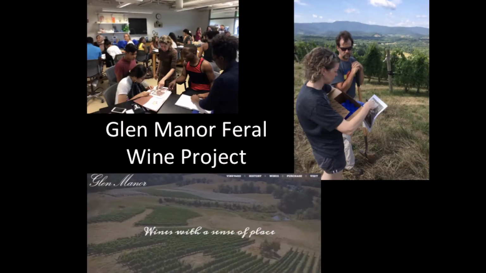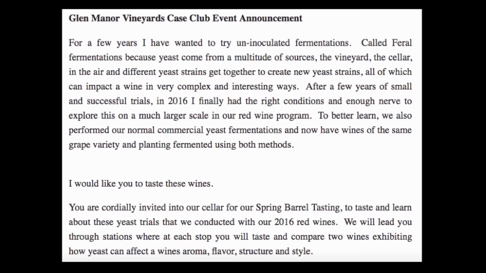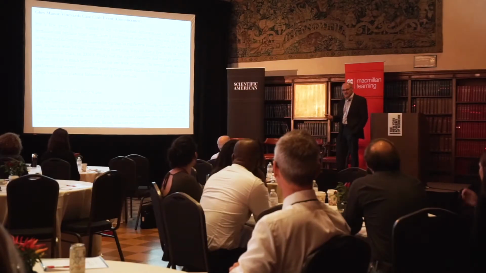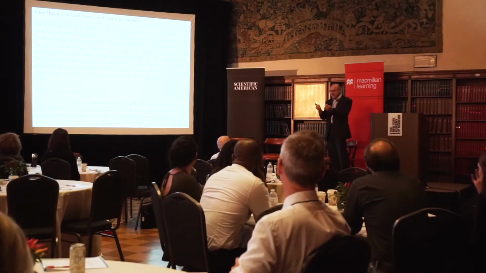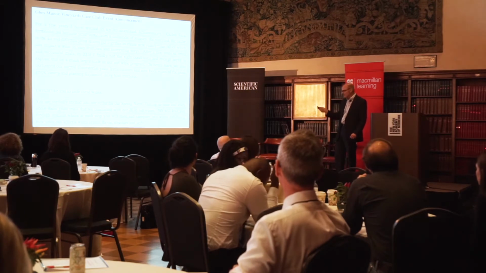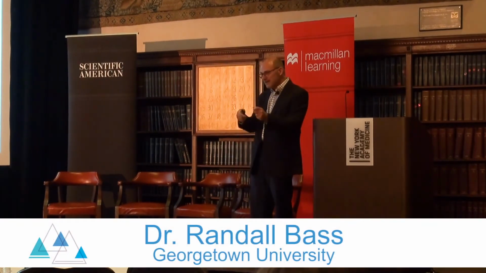And it has to do with my wife and my favorite winery in the state of Virginia called Glen Manor. That this story takes place at our favorite winery is not a coincidence. So we got an invitation as Case Club members to come to a barrel tasting. He said he'd been experimenting with what he calls feral yeast, letting the yeasts of the winery, instead of using commercial yeast, flavor the wine. And he said he's been experimenting for years and he wants his Case Club members to come out and taste these wines and do an experiment. And he had the whole barrel tasting set up as a very scientific thing with pads and pencils, etc.